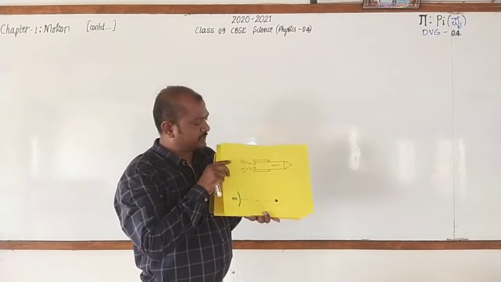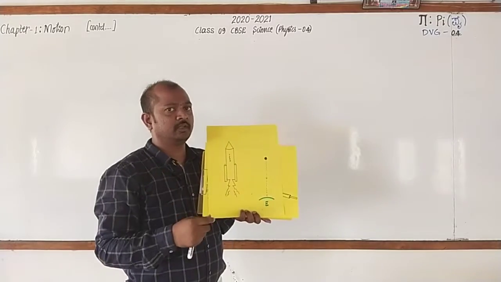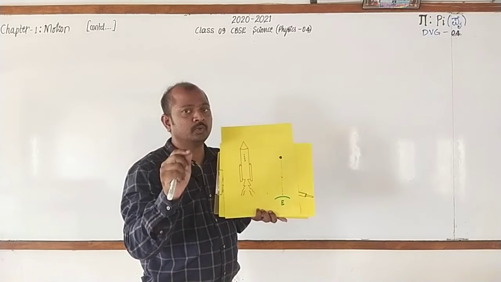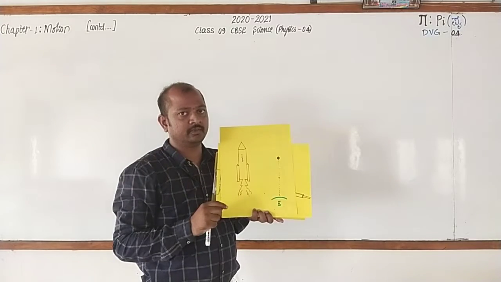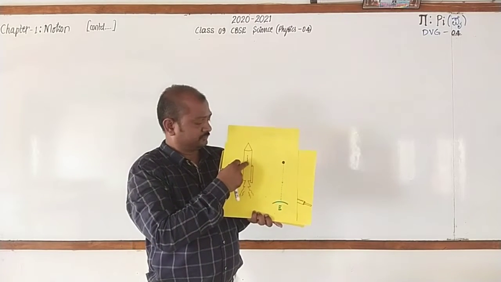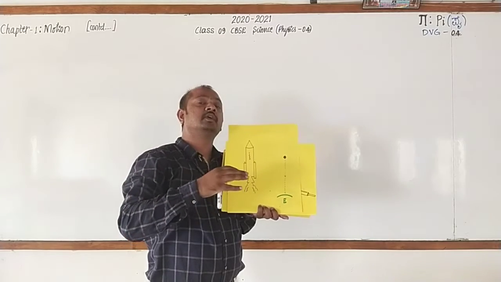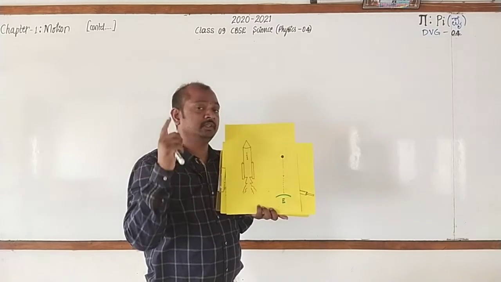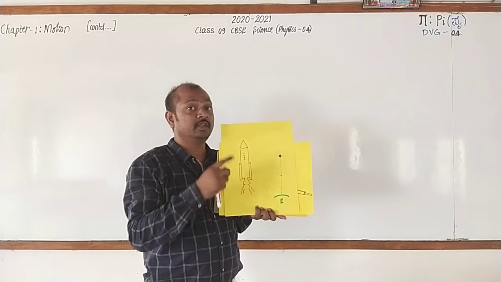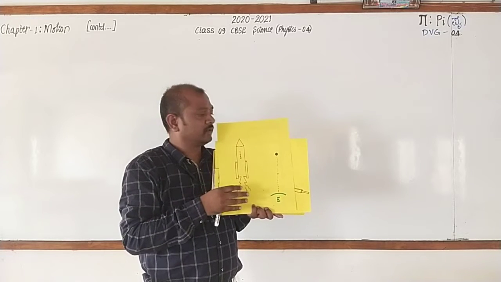And one more example: you can observe the launching of a rocket. You all know that a rocket is to be launched with a speed of 11.2 kilometer per second. That is the escape velocity of the rocket. As it ascends, does it change its speed or not? Yes, it changes. If it decreases, what happens? It will fall down. Got it?